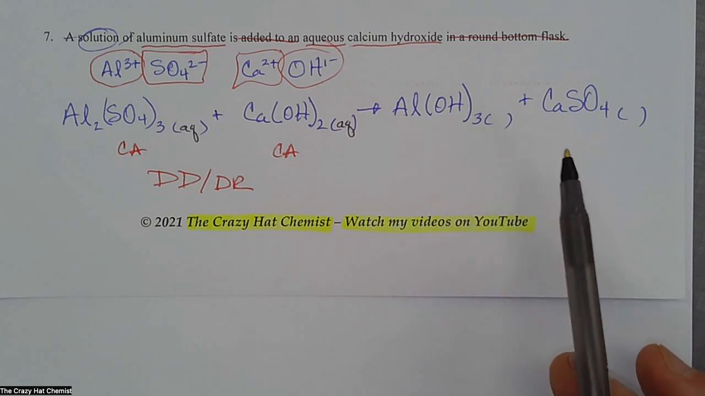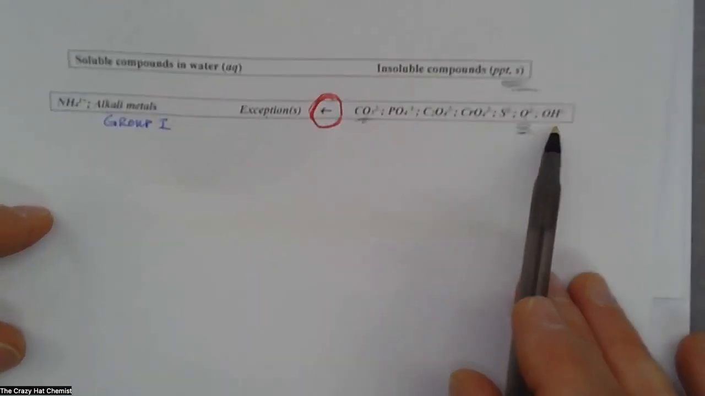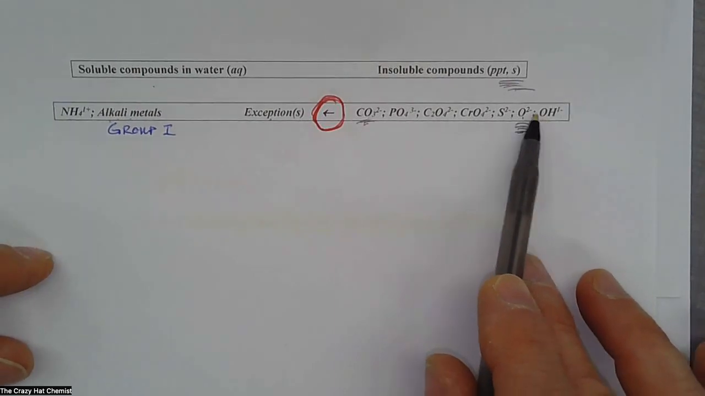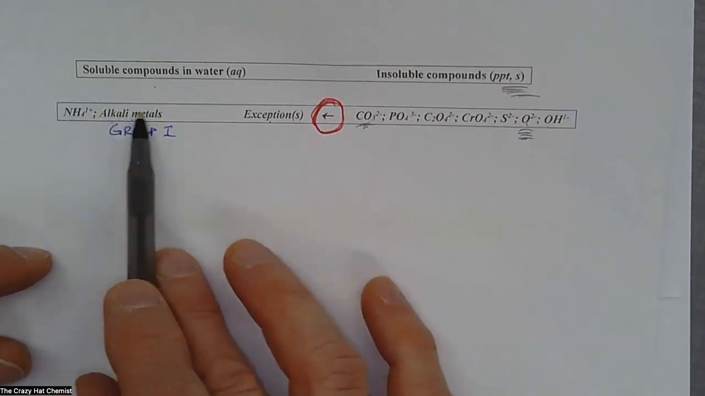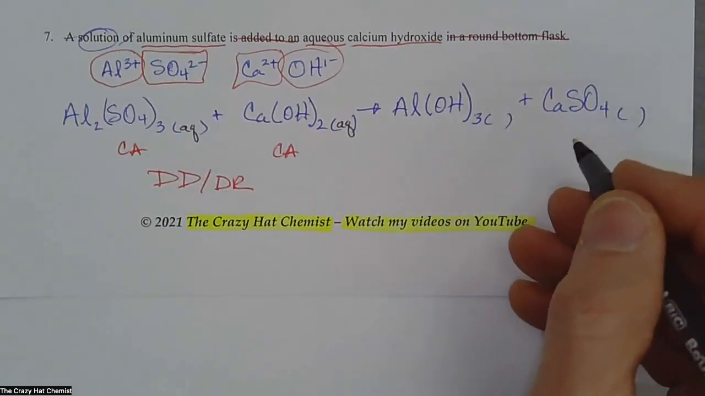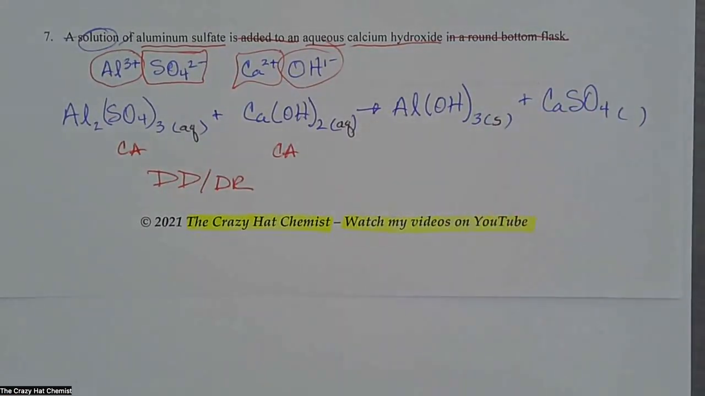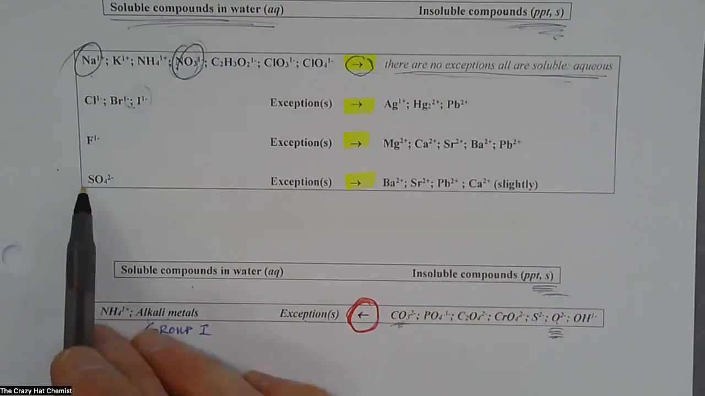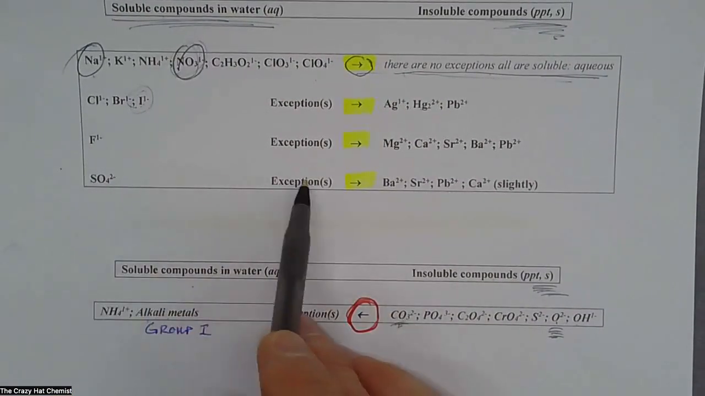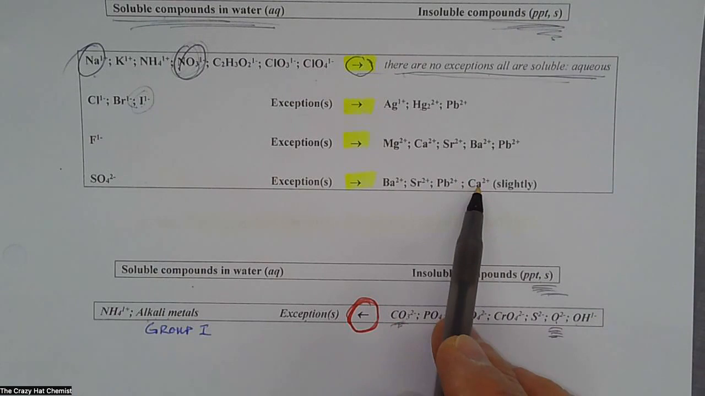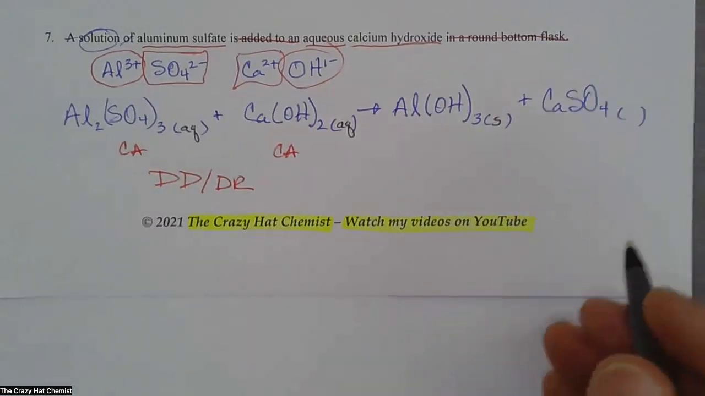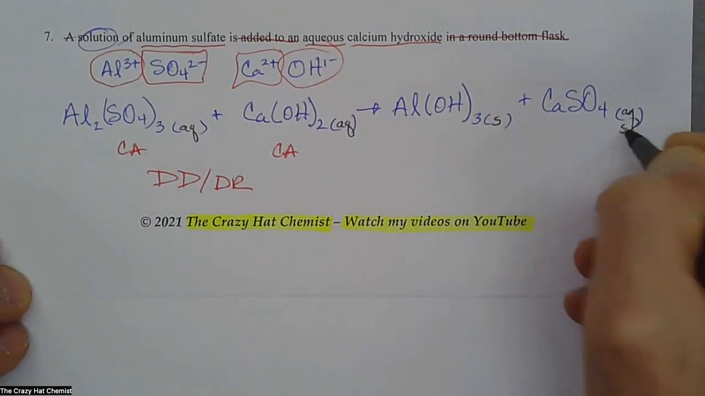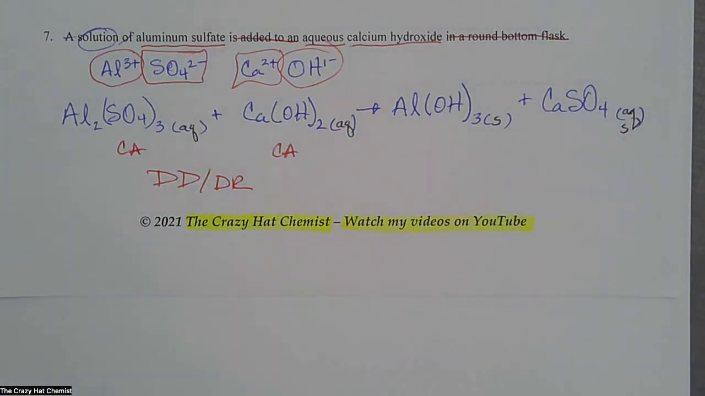Okay, all right, now what we're going to do is look at our solubility rules. At the very bottom of our solubility rules are hydroxides, and hydroxides are insoluble except for the alkaline metals and ammonium ion, of which this is not, so this is a solid. And then calcium sulfate. So over here, we have sulfates. Sulfates are soluble except for barium, strontium, lead, calcium, and calcium is slightly soluble. So that means you could write either aq or you could write s. There is more to that, but we'll just let that go for the moment, okay?